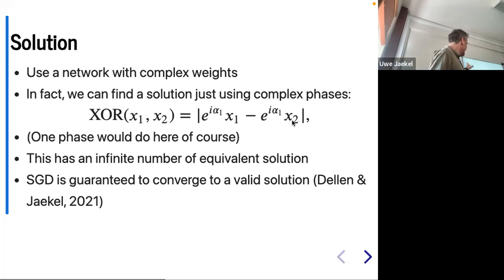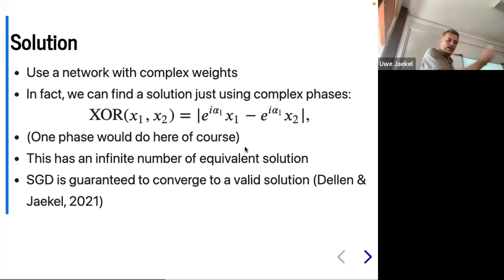And of course you see actually because we take the absolute value, you could factor out e to the alpha one, for instance, and then you get just the phase difference. So actually one phase would do. For other reasons, what you are usually doing is you can also add a bias. Wx is a linear function, but you may want to make it affine. For that purpose, we left this second parameter. But actually, you could get away with only one parameter in this case.